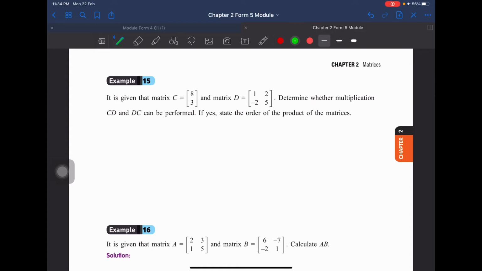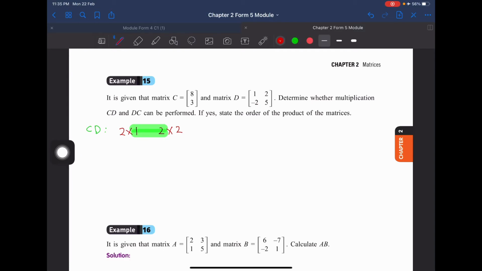So the question asks us to multiply two types of matrix. First we have CD, so C first and then D. Let's have a look at the size or dimension of C. How many rows? 2 rows and 1 column. So we have 2 by 1. And then D is 2 by 2. Let's have a look at the middle part. We have 1 and 2. So obviously you cannot multiply these matrices.